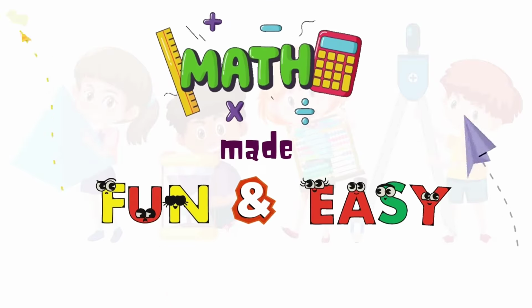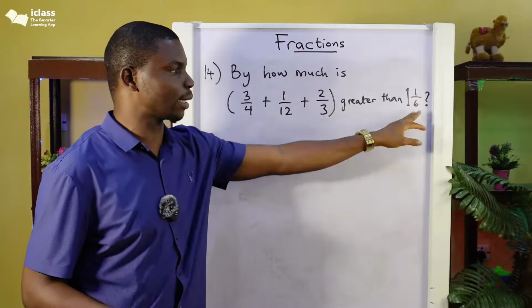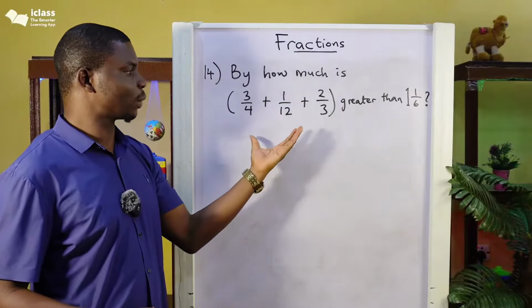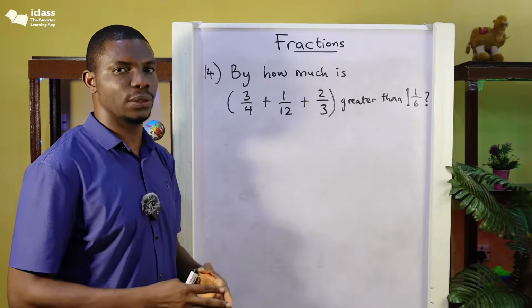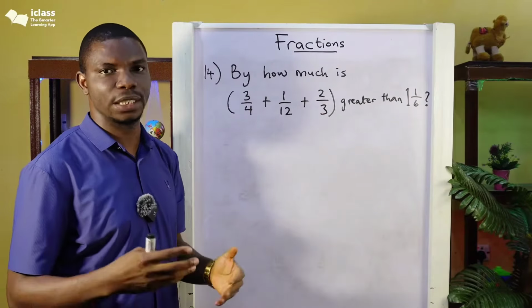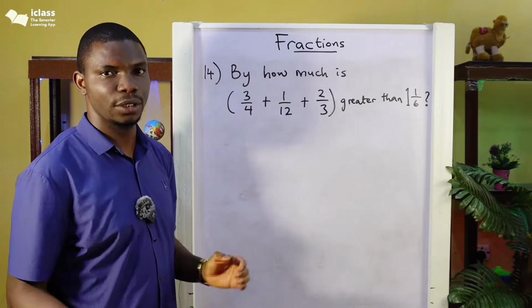The question says, by how much is 3 over 4 plus 1 over 12 plus 2 over 3 greater than 1 whole number 1 over 6? So what we are going to do is to add up all this and then subtract this. That is what will tell us how much this is greater than this. If you are asked, for instance, by how much is 5 greater than 4, you're going to say 5 minus 4 is 1. So 5 is greater than 4 by 1.